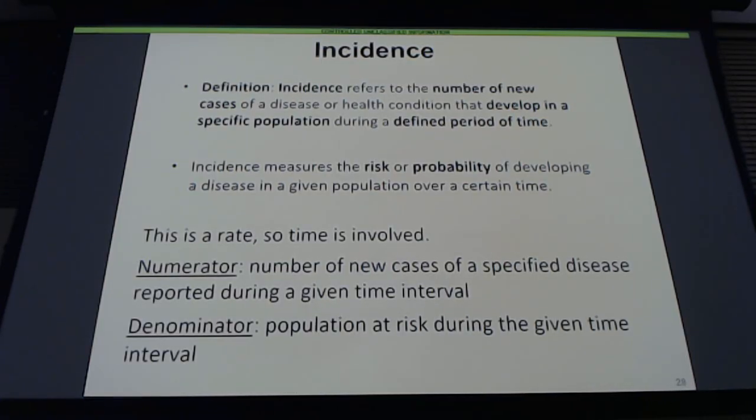And here at the bottom, it gives you your numerator and it gives you your denominator. The numerator being the new cases, and then the denominator is your total population at risk during that time period.